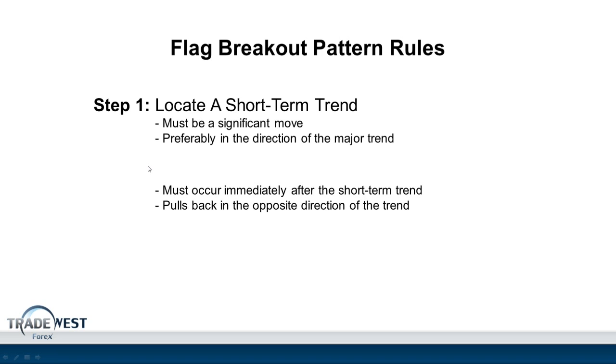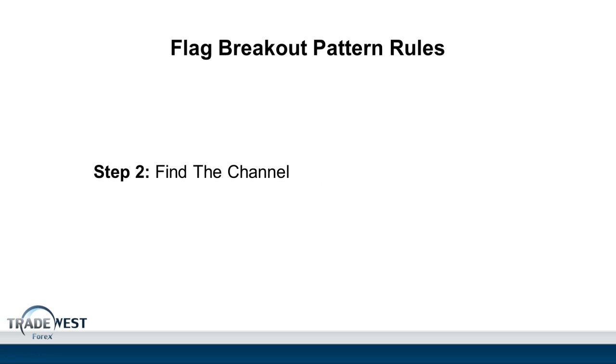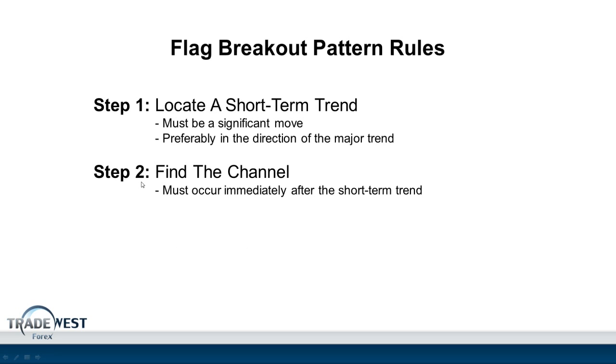Okay, so next, it looks like my step 2 is not showing up for some reason. Oops. Okay. Find the channel. So step 2 is find the channel, and it must occur immediately after the short-term trend. So you find the move, the trend, and look for the channel. You can usually look for these on the chart. You don't wait for it. You find the trend, find the channel, and then you're going to be looking for the setup.